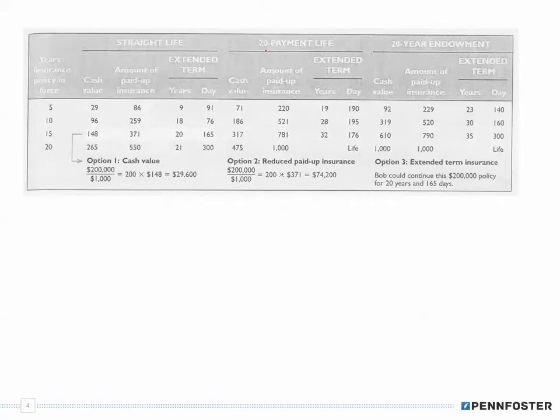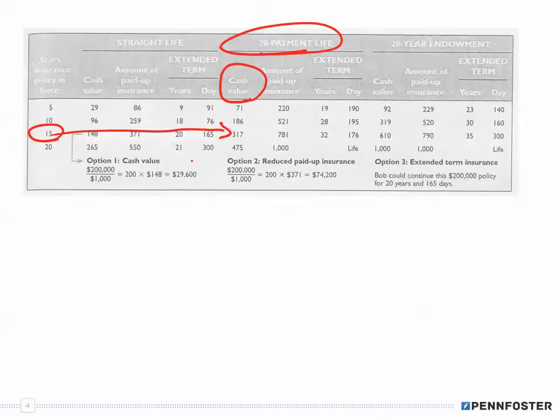And we're looking at the 20 payment life column here, right? And it was for 15 years, okay? And we're looking at the cash value. So 15 goes over here to the cash value.